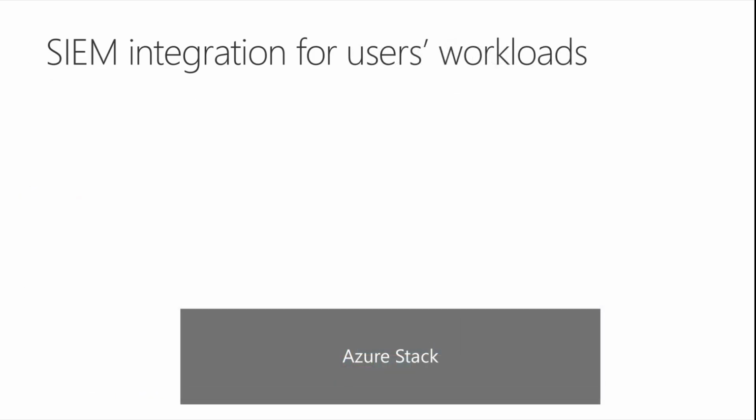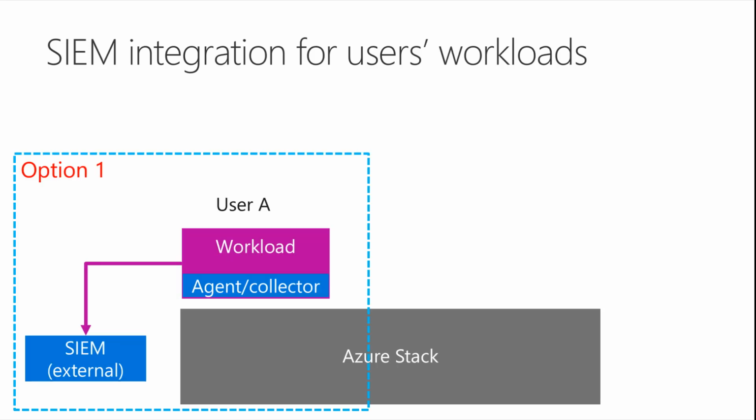On the other side of the coin, in the user workloads, there are two options for gathering this information. In the user workloads, you could install an agent or collector from your favorite SIEM solution, and then that could send information into the external SIEM.